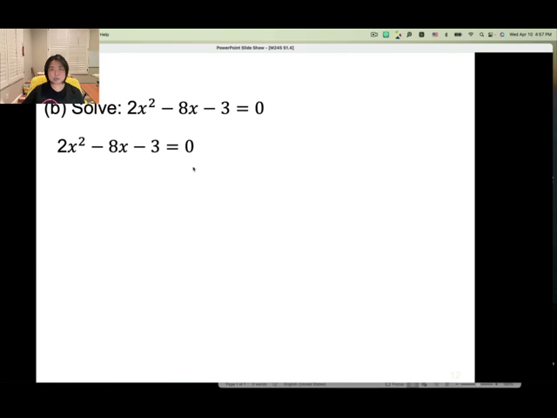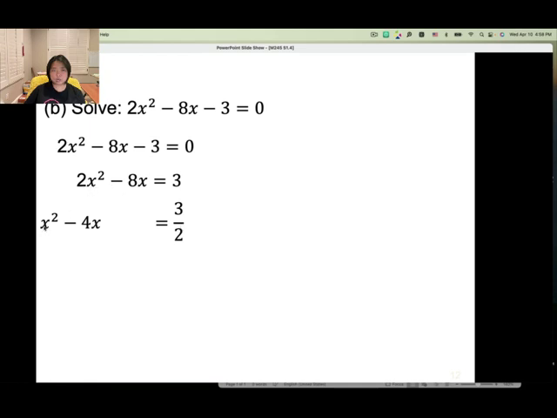Okay, another example. Make sure you double check when you're working on the completing the square method. The coefficient of x squared has to be positive 1 here. If not, then you need to divide the whole equation by that number. I move the constant to the other side, and this is not the positive 1. So I'm going to divide each term by 2.